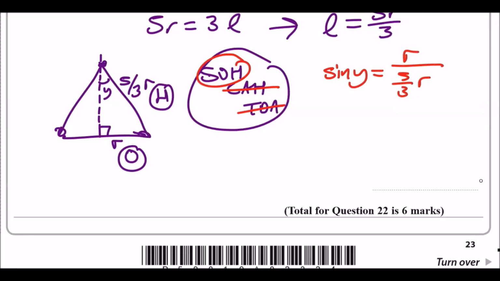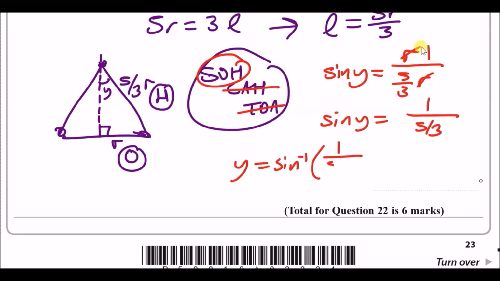And you're going to notice a trick here, that the r's actually cancel out. So if you cancel out, you got 1. So you'll be left with sine y equals 1 over 5/3. Now all you want to do is literally sine inverse this. So sine inverse, don't bother simplifying that. 1 over 5/3. So sine inverse 1 over 5 divided by 3. You're going to get something like 0.8 dot dot dot.